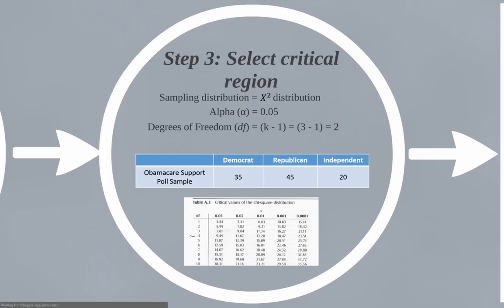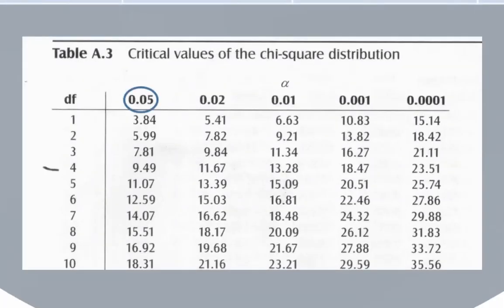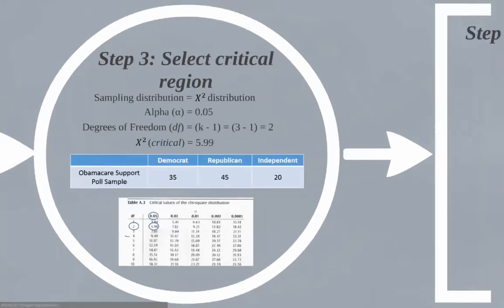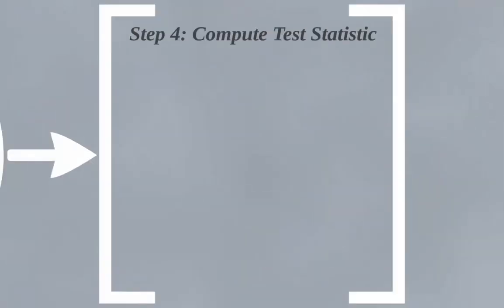And so again, take a look at our critical values. So we go to our alpha level, go to our degrees of freedom, and we have our critical value of 5.99. And so we have our chi-squared critical, 5.99. We can use that to compare to our observed chi-squared value, which we will calculate here.